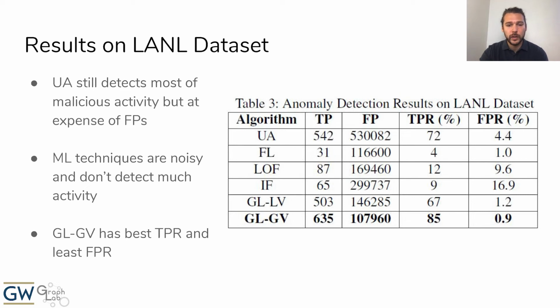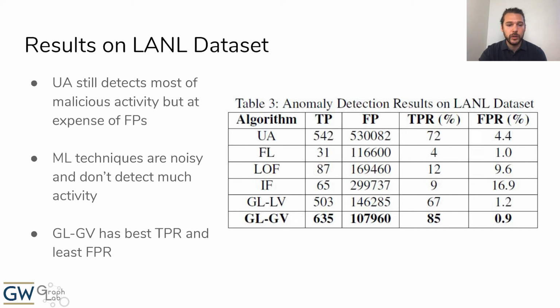The local view detector performed slightly worse than unknown authentication in terms of true positive rate, but returned nearly 1/4 as many false positives. So it's clear that the graph learning techniques are capable of identifying more of the malicious activity while returning fewer false positives than the comparison techniques.